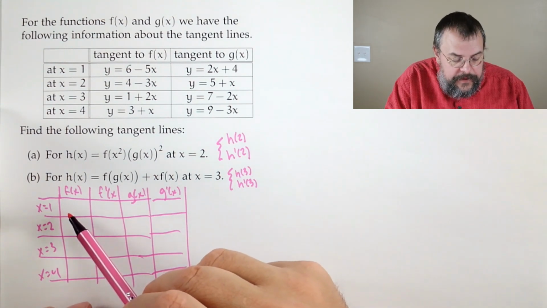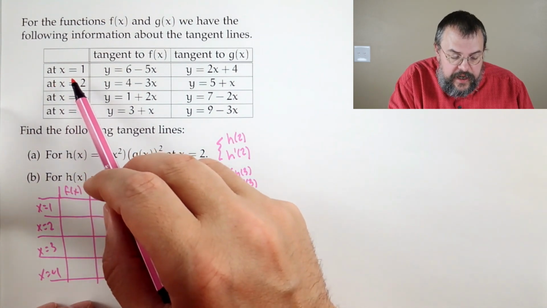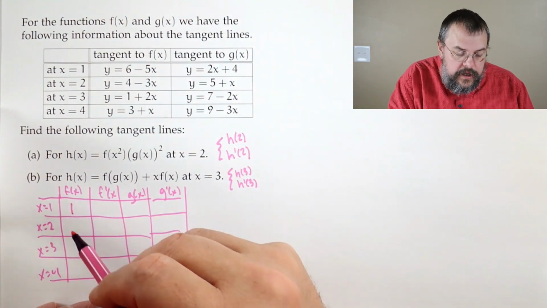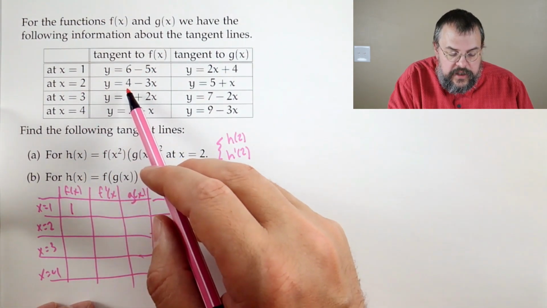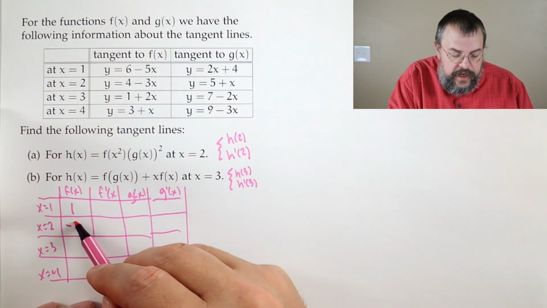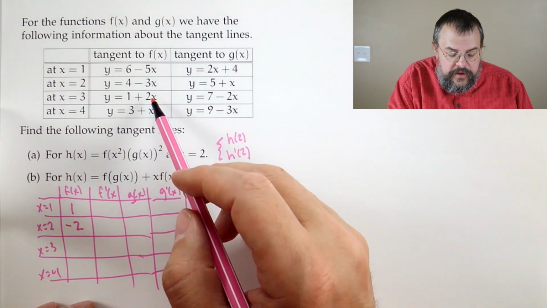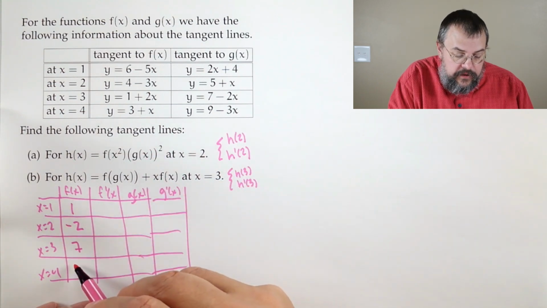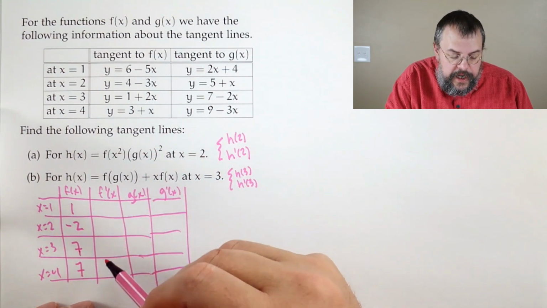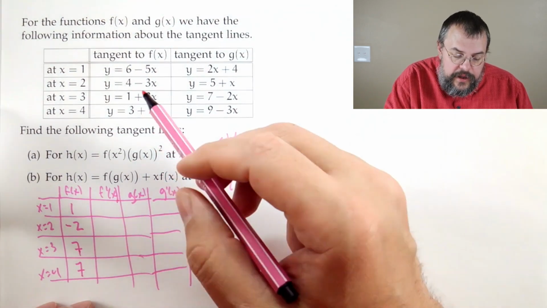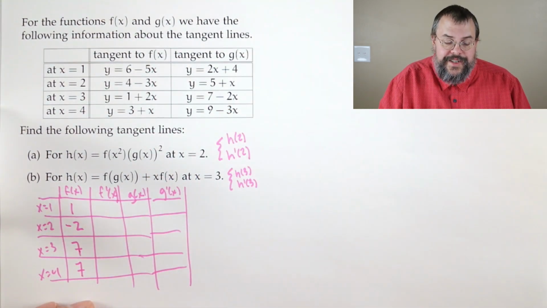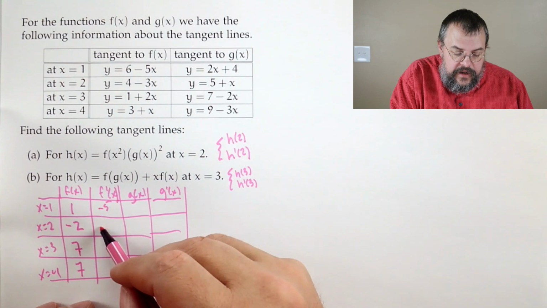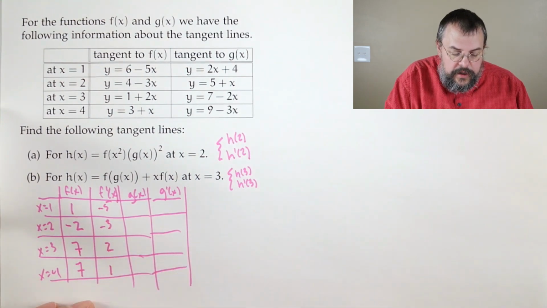So how do I find f of 1? Well, what I do is I come to the tangent line at 1 and I plug it in. So plug in 1, 6 minus 5 is 1. Okay, at 2, plug 2 into the tangent line. 4 minus 6, that's negative 2. At 3, 1 plus 6, which is 7. At 4, 3 plus 4, also 7. Okay, f prime. How do I find f prime? Well, the slopes of the tangent lines are the derivatives. So I can just read off the numbers here. So negative 5, negative 3, 2, 1.